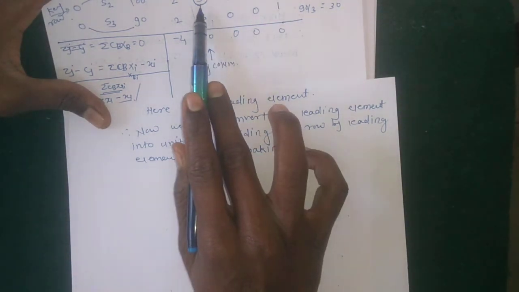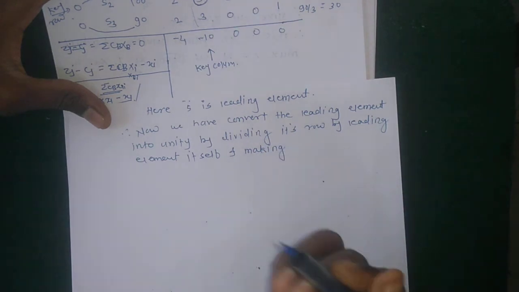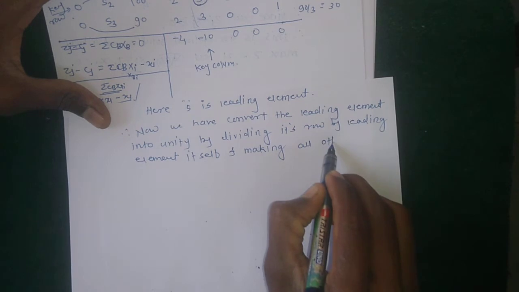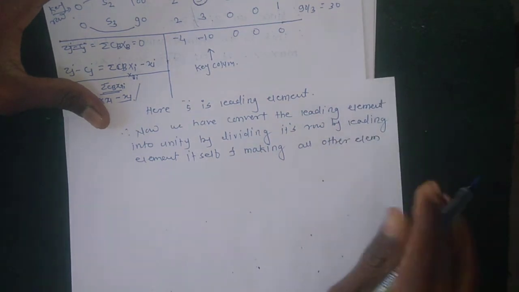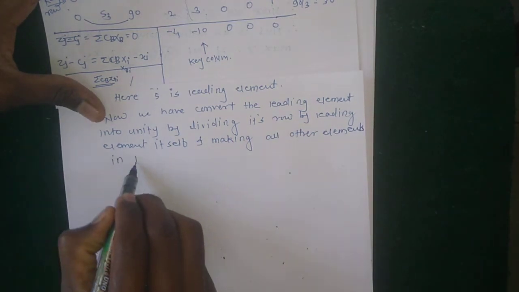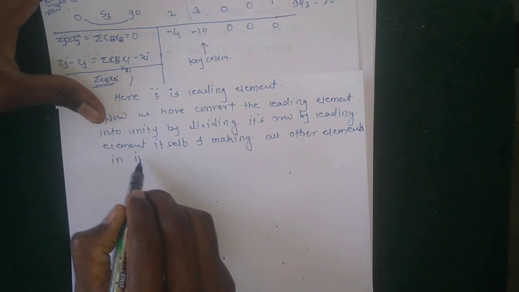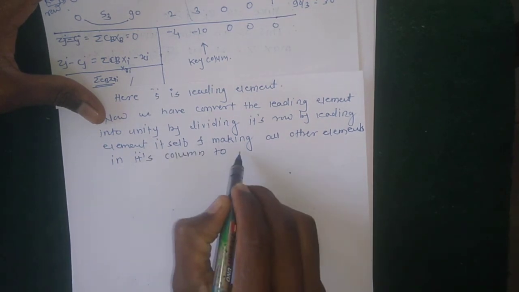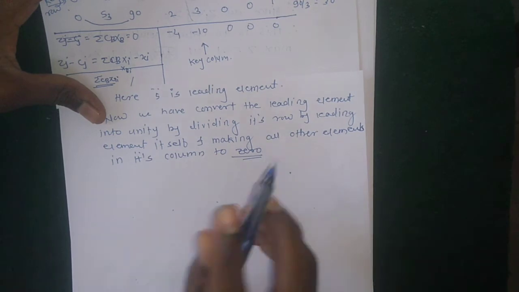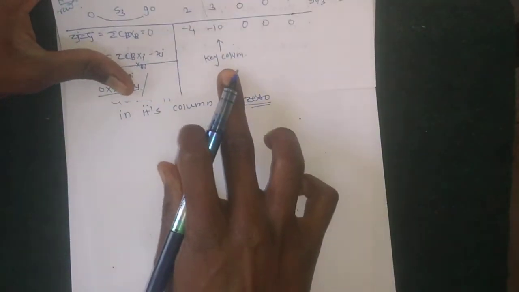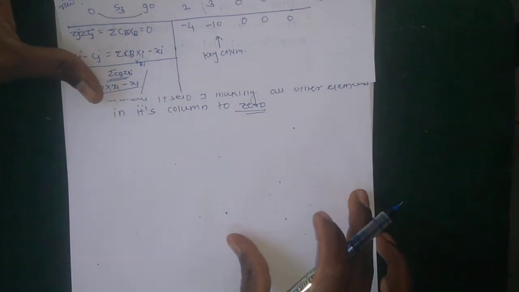After converting the leading element to 1, then make all other elements in its column 0. So firstly we make all leading elements unity.